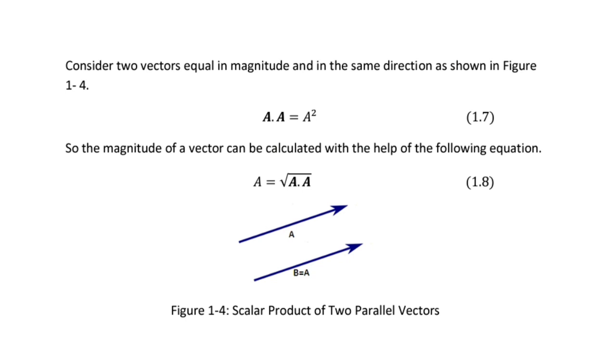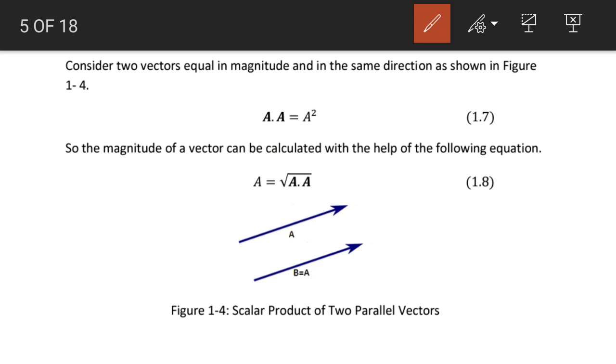Now what we do, we consider two vectors A and B, and we assume that these two vectors are equal in magnitude and they are in the same direction. So B in this particular case is equal to A.